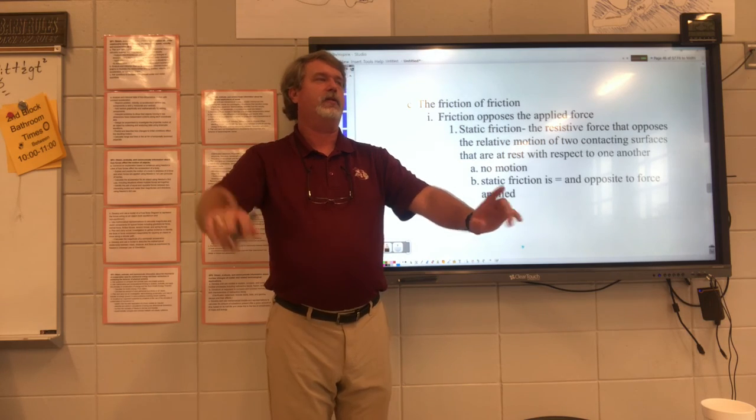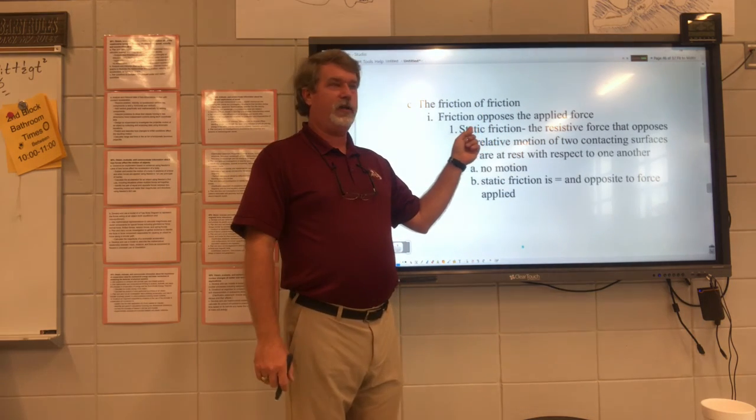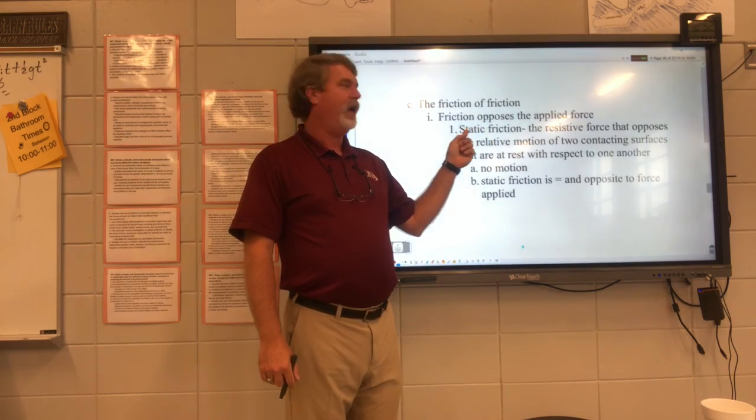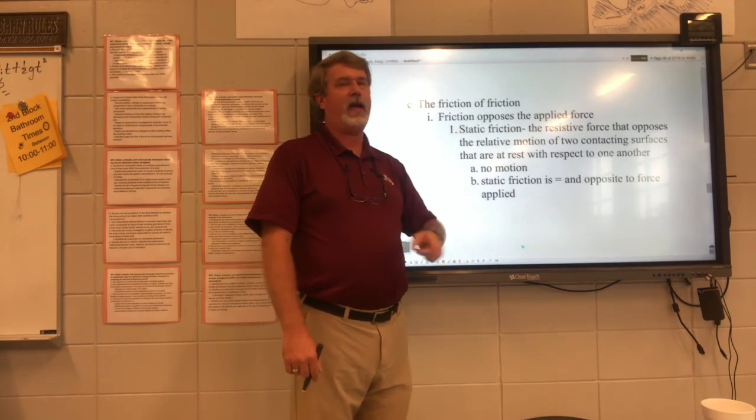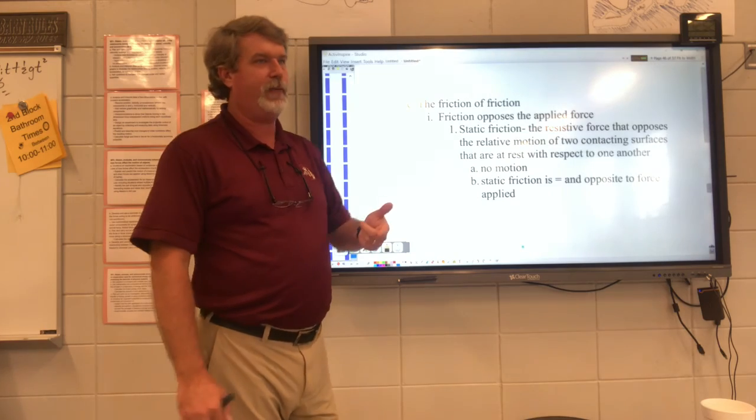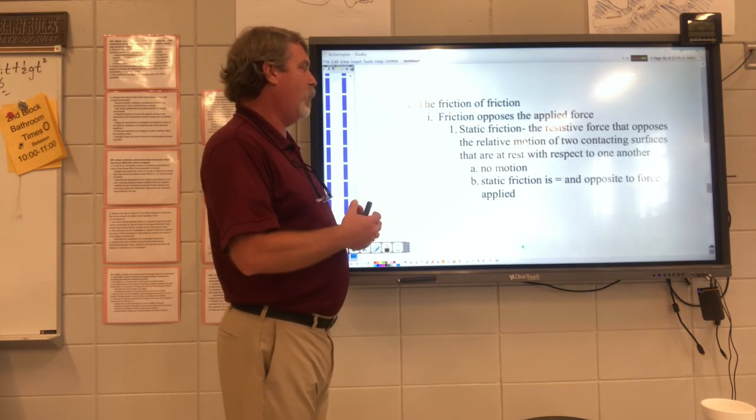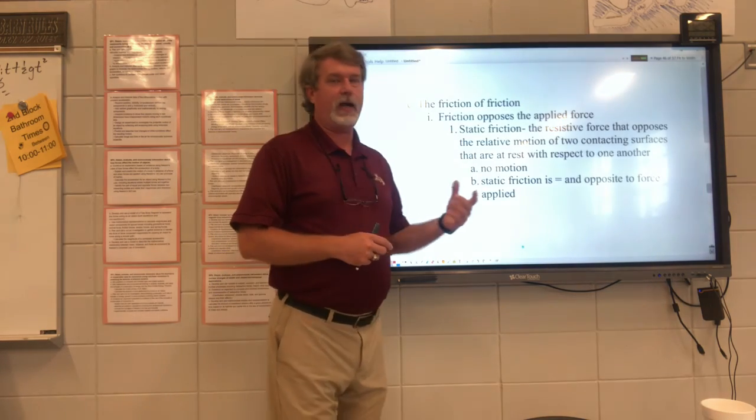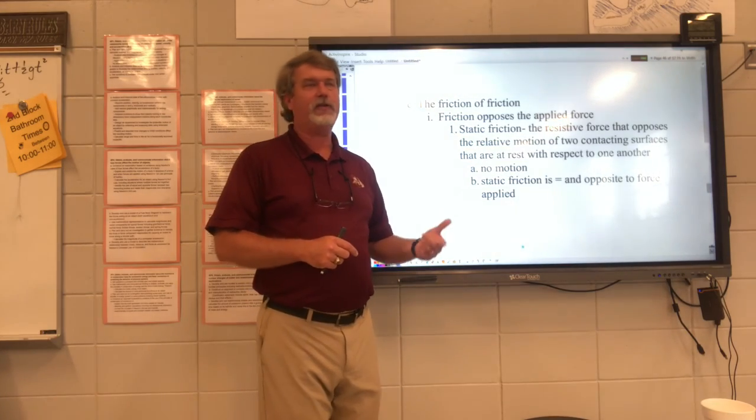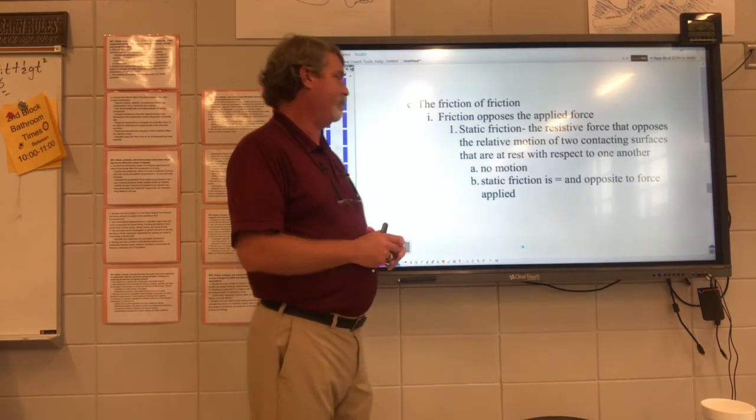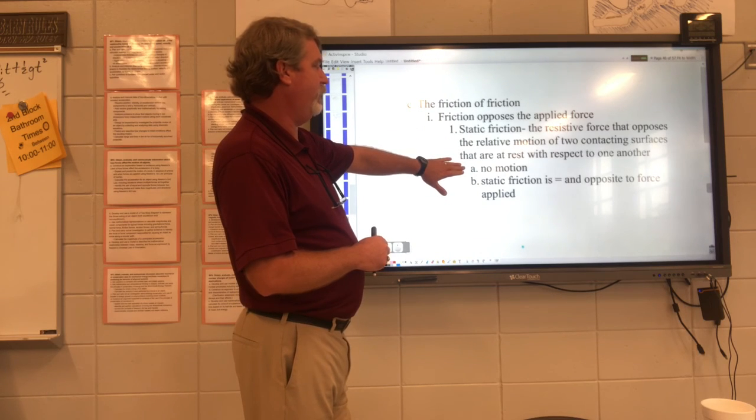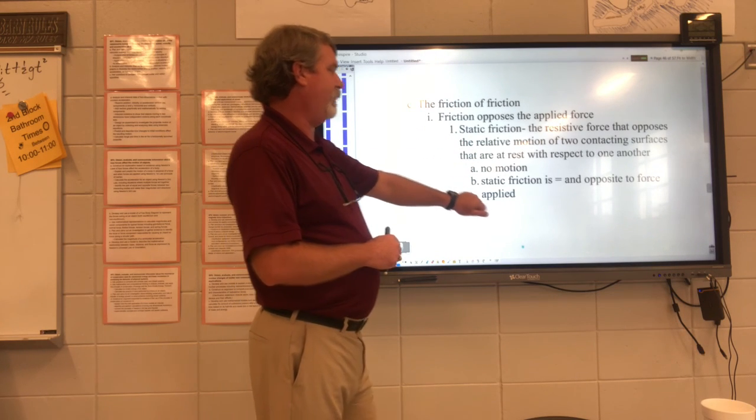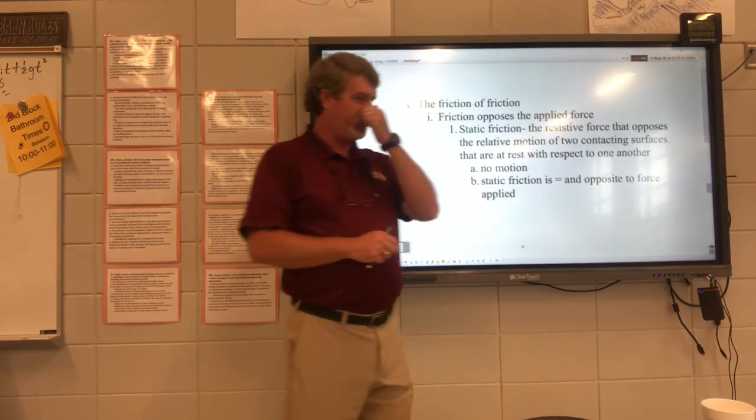And the point is, static friction is stationary objects. And to get an object moving, you have to overcome static friction. You have to overcome that initial friction force. Now, once you got it moving, it's actually easier to keep moving. All right? Static friction is when we have no motion, and static friction is always opposite to the force applied. Okay?